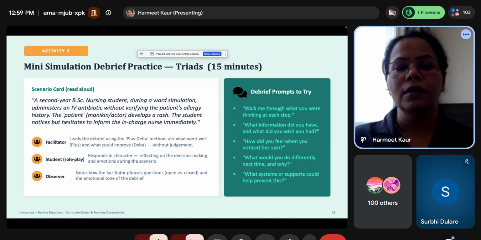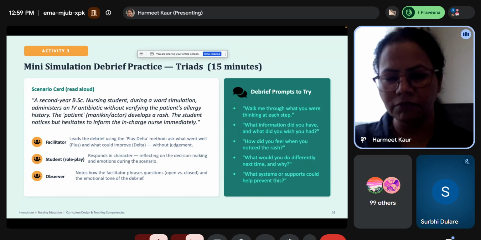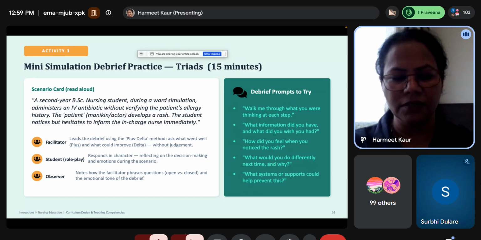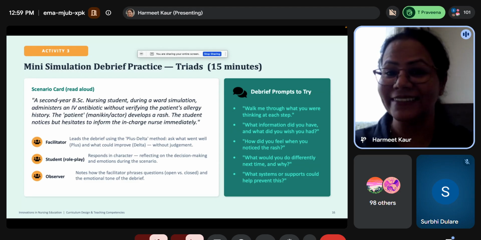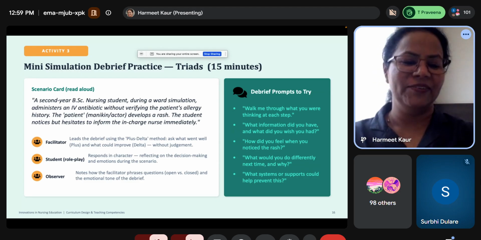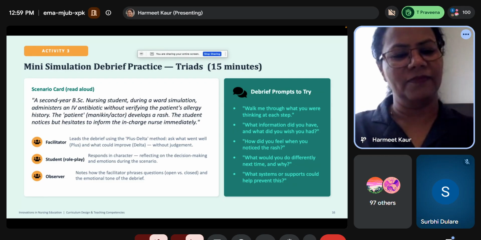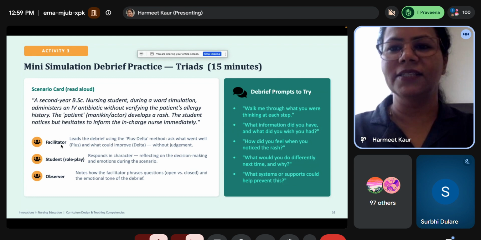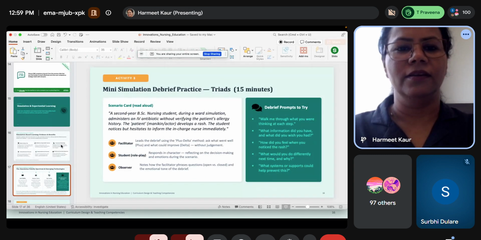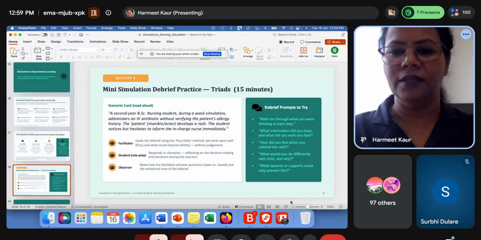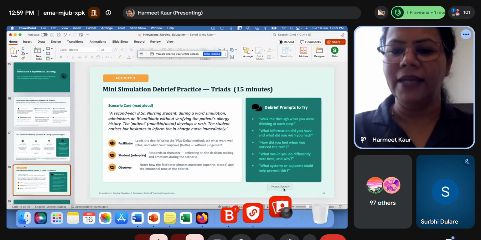Now one of you has to act as a facilitator. Can you speak out your name, that I will be acting as facilitator? One person, one volunteer. Be fast. You all are teachers. You should volunteer fast. I'm not able to see the participant window here actually. Otherwise, I could have seen. Can anybody help me?